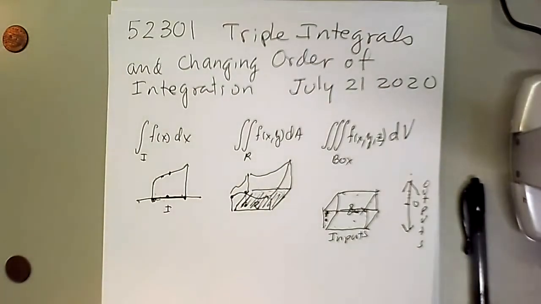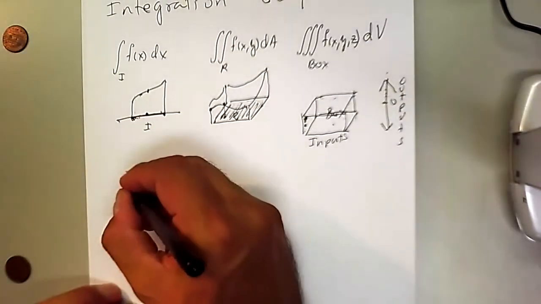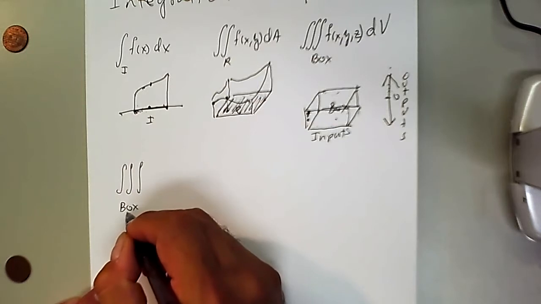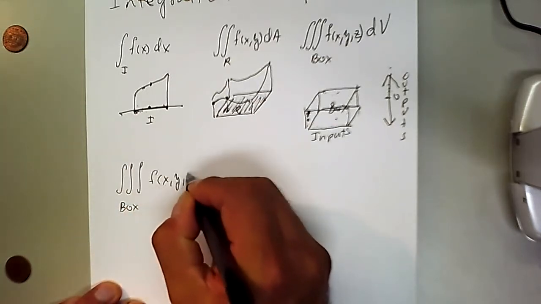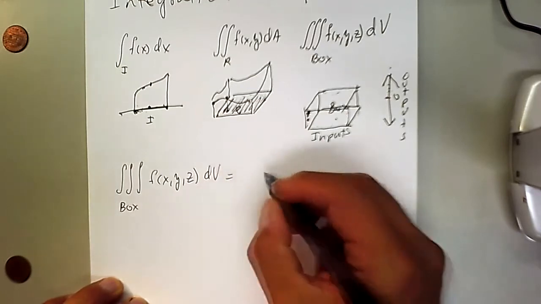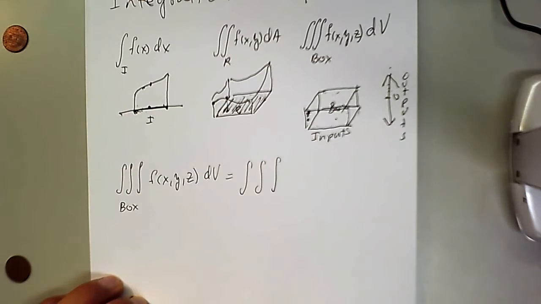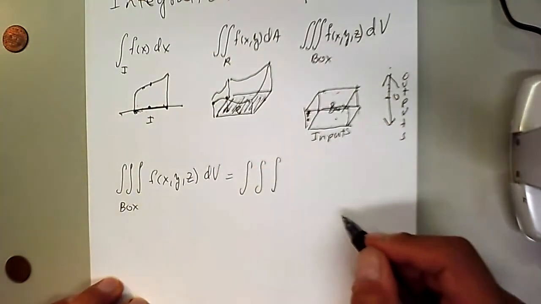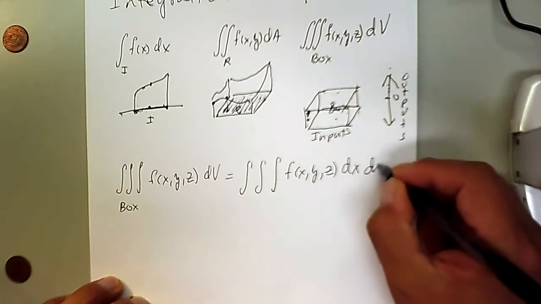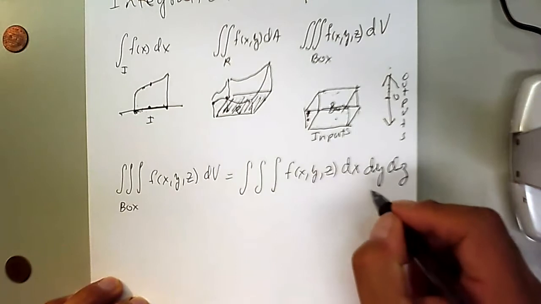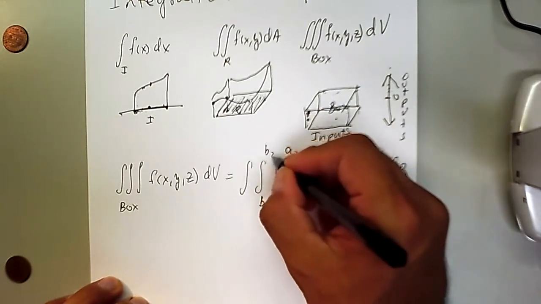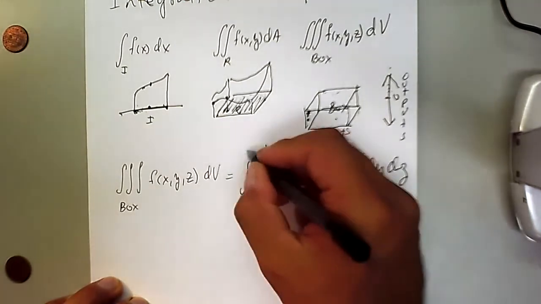Now, Fubini's theorem says that the triple integral over a box of a function with respect to the volume is equal to iterated integrals, so one integral nested inside of the other of the same function, of course, dx, dy, dz, where x goes from, say, a1 to a2, y goes from b1 to b2, and z goes from c1 to c2.